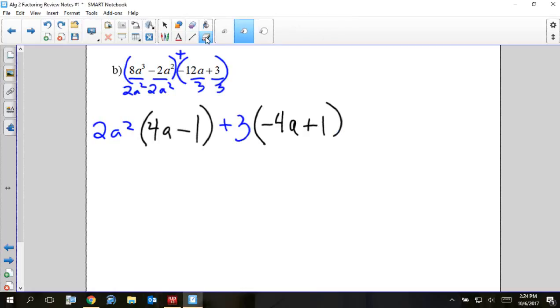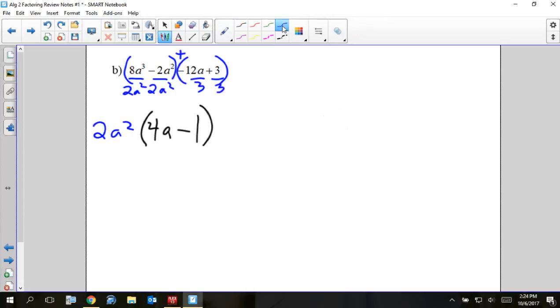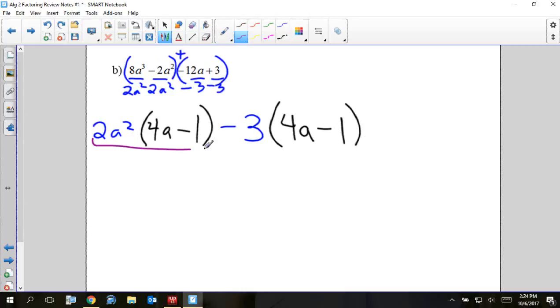That might happen to you. You might have to go back and fix something. So I'm going to take out a negative 3, and when I take out the negative 3, and I have negative 12a divided by negative 3, that becomes positive 4a. And then positive 3 divided by negative 3 is minus 1. And now my parentheses are exactly the same. So this is one term that I'm dividing by 4a minus 1. And this term I'm dividing by 4a minus 1.